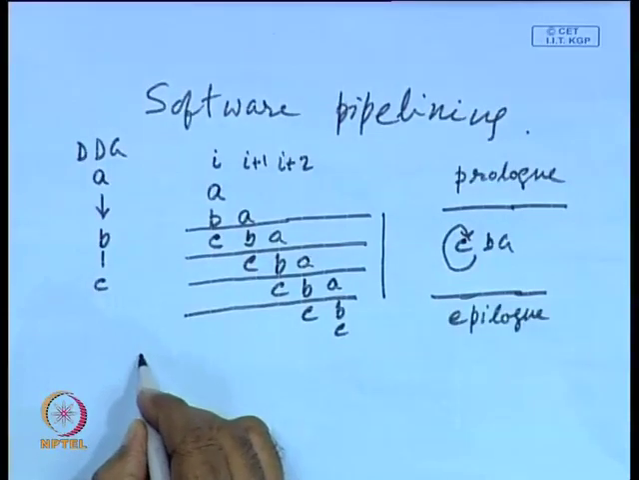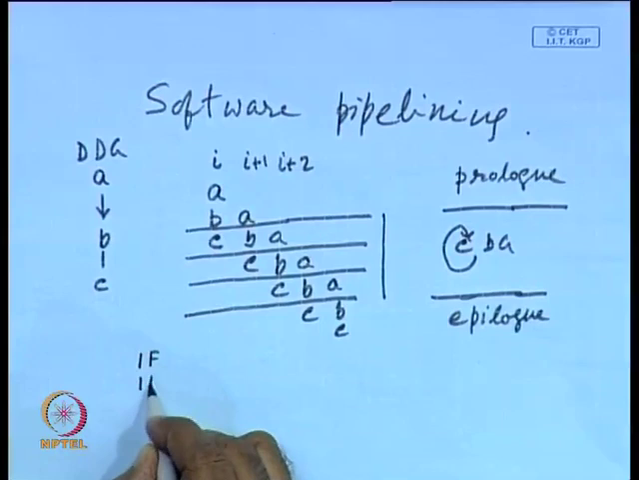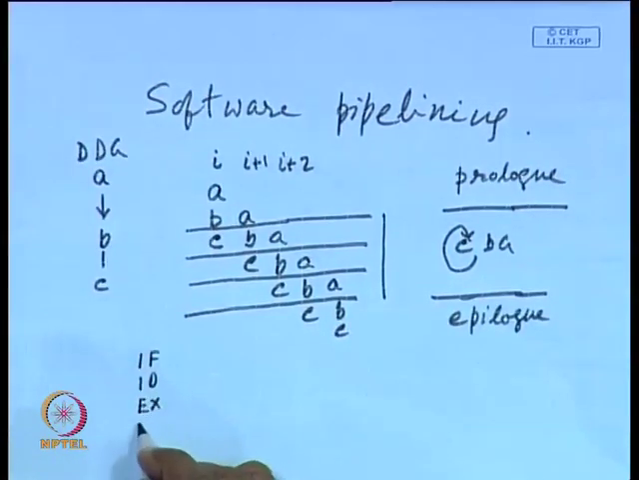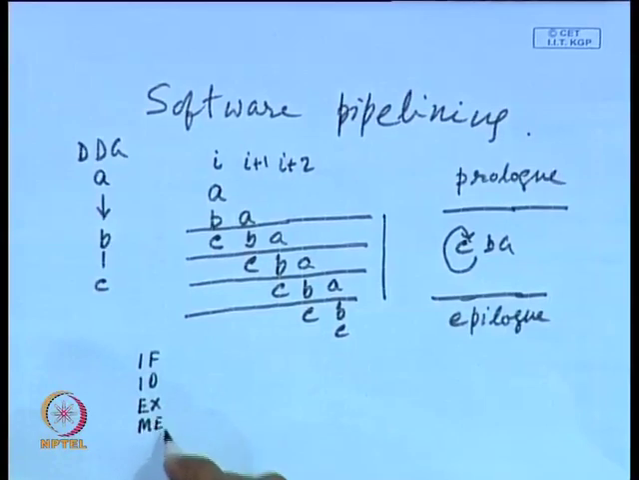That means we are taking instructions from different iterations, as is done in a hardware pipeline. We have seen in a hardware pipeline what was done: instruction fetch, instruction decode, instruction execute, then memory operation, then write back.